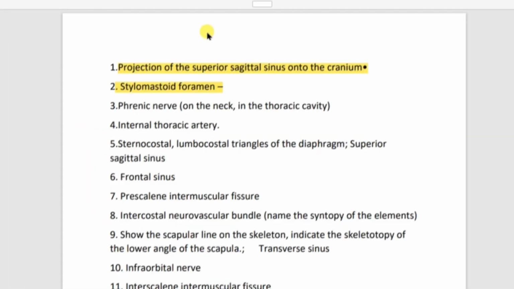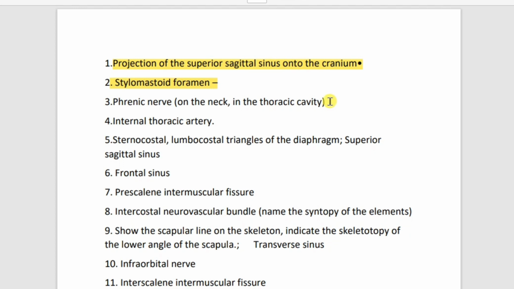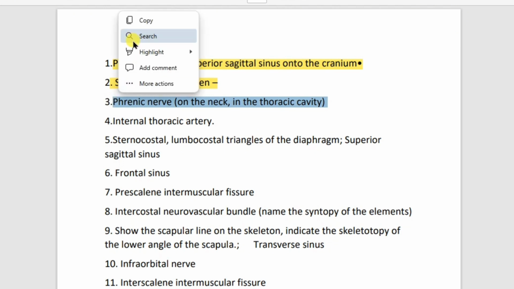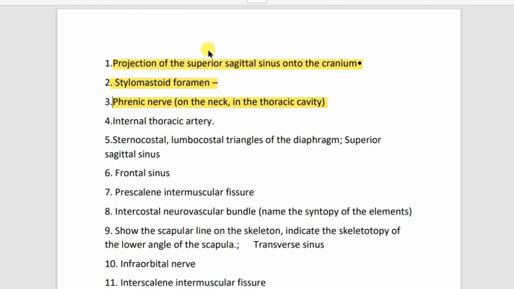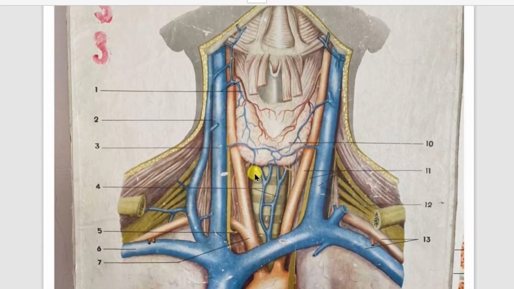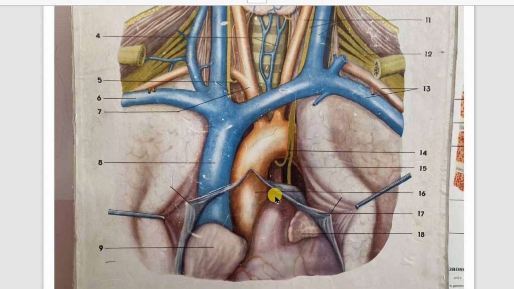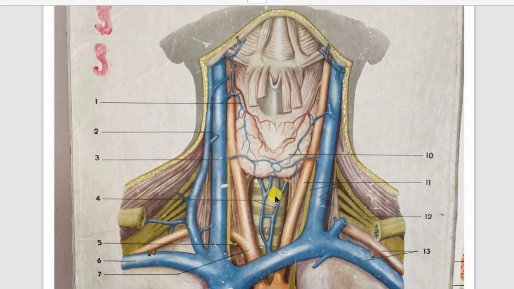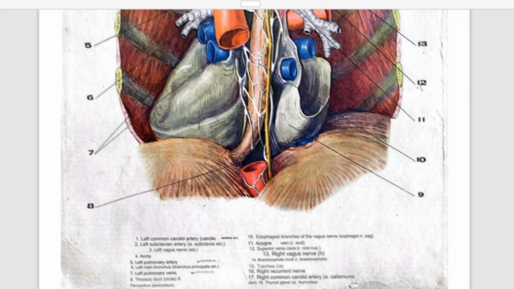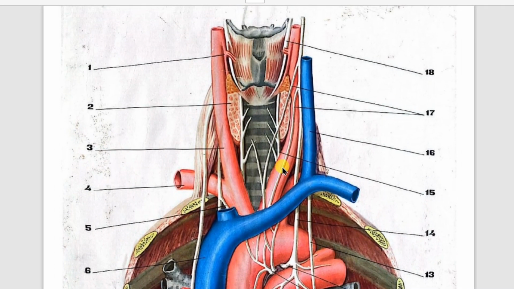So that's it. Next we have the phrenic nerve that you have to show in the neck and in the thoracic cavity. This is the anterior aspect, and in this aspect you can't see the phrenic nerve, so you have to find the posterior one. This one is a posterior aspect.